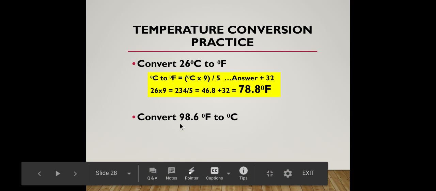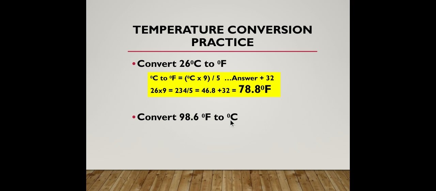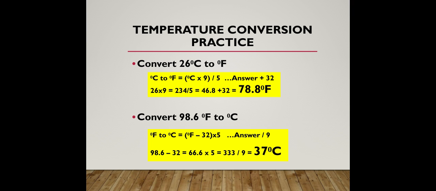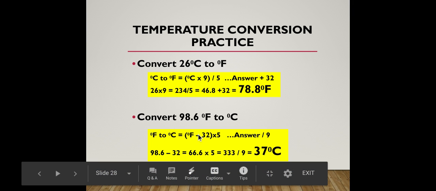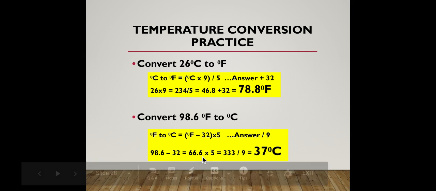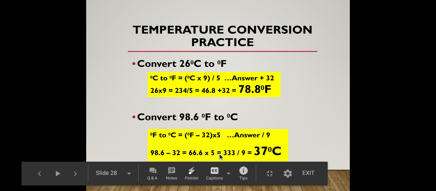If we want to convert 98.6 degrees Fahrenheit to Celsius, we need to first take our degrees Fahrenheit, subtract 32, multiply that by 5, get an answer, and divide it by 9. So we're going to take 98.6 minus 32. That gives us 66.6. Multiply that by 5. You get 333. Divide by 9 and you get 37.